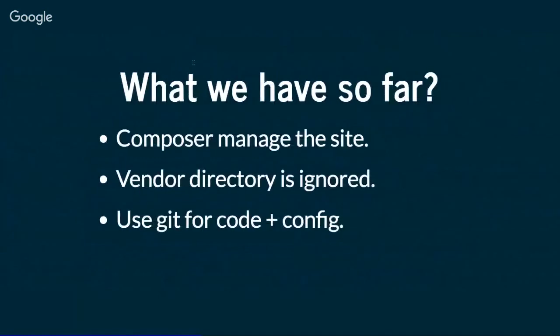So what do we have so far at this point? We are using Composer to manage the site, and we finally get the vendor directory ignored. So the third-party dependencies are no longer part of the repo. We only have the composer lock file, which contains the definition of those. It means we are saving a lot of space here, and we are using Git for coding configuration. So we are moving in the right direction.